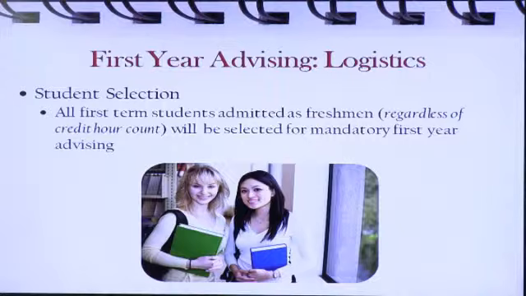In relation to the logistics, all first-term students that are admitted as freshmen, regardless of credit hour count, are selected for mandatory first-year advising. What I mean by regardless of credit hour count is that some of the students you're going to be interacting with have earned either advanced placement credit or concurrent enrollment credit. These are credits they earned while they were in high school. If they earned even 60 credits while in high school, they're still going to be selected for first-year mandatory advising. If they earn those credits after high school graduation, they're likely going to be a transfer student and would not be required to do this first-year mandatory advising.